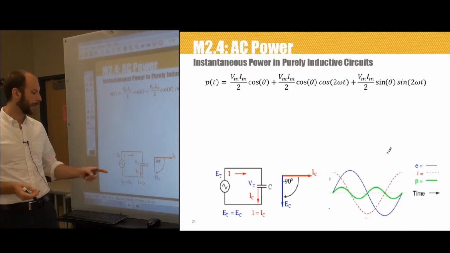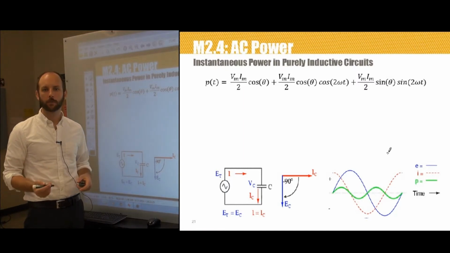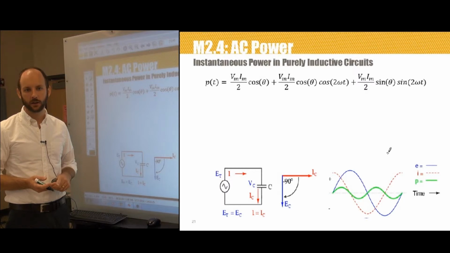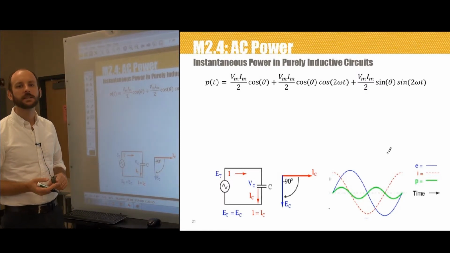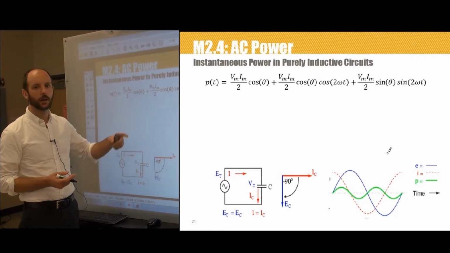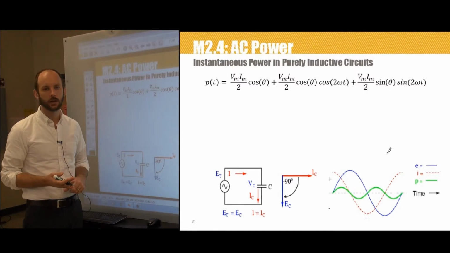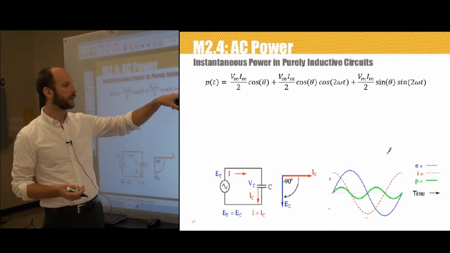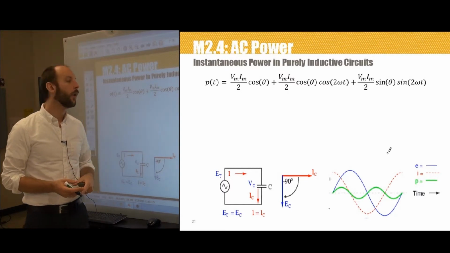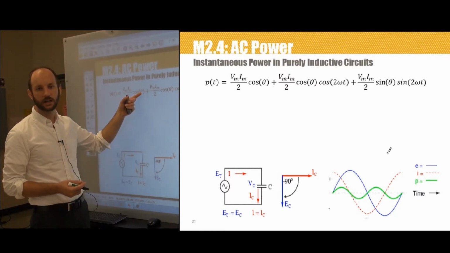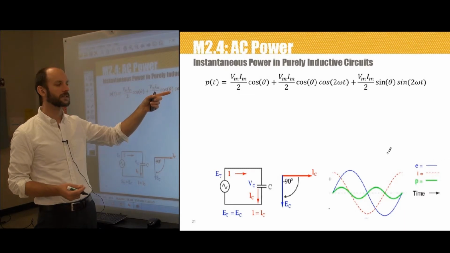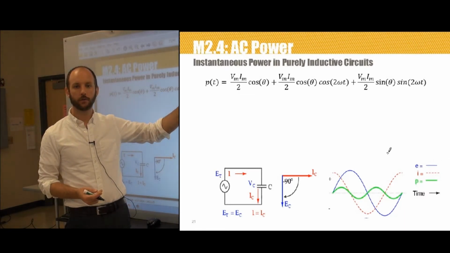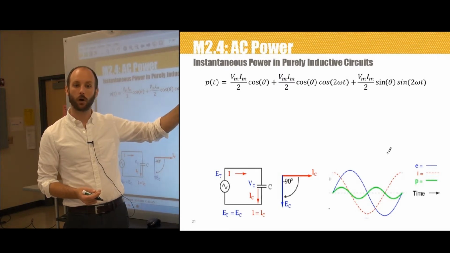What if the circuit to which power is being delivered here is purely capacitive? Well, in this instance, the voltage is going to lag the current by 90 degrees. That means theta in this formula is going to be -90. So let's plug in -90, here and here. What happens? Cosine of -90 is 0. Cosine of -90 is 0. Sine of -90 is -1.